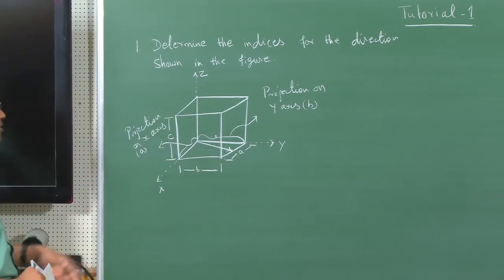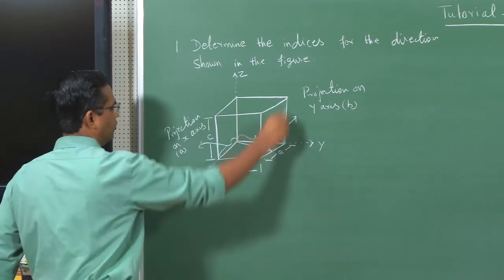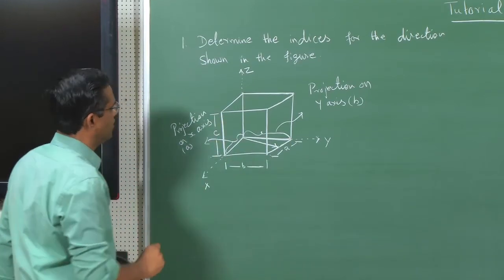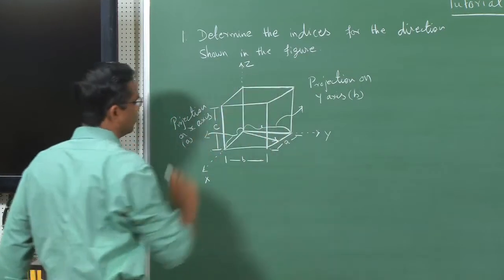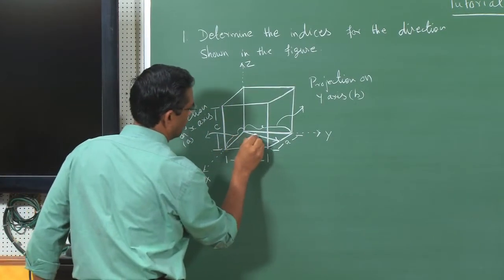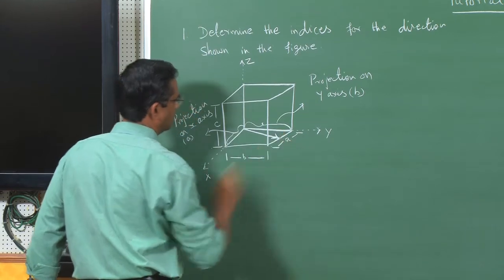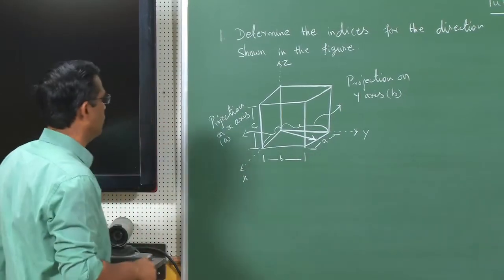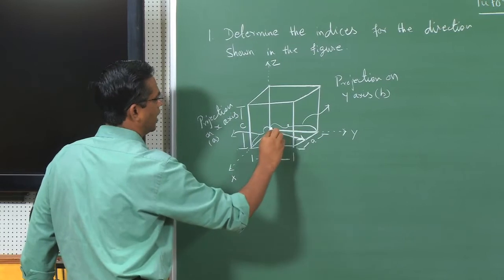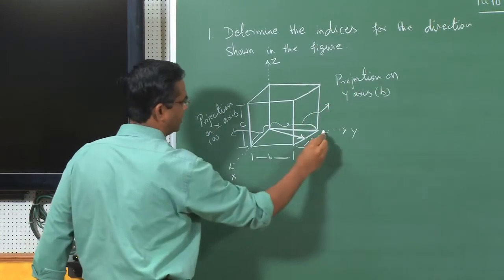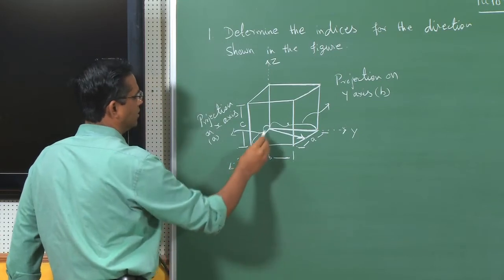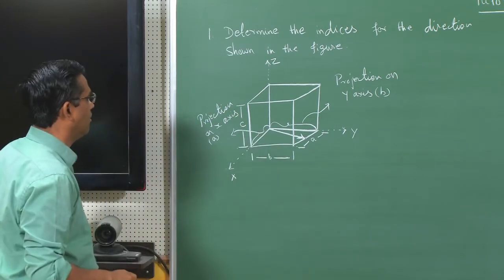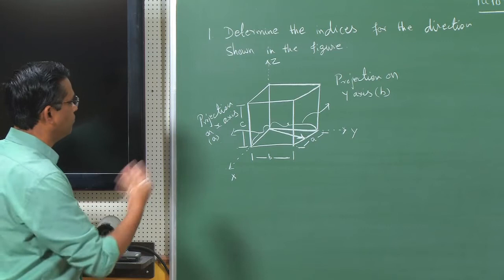So, what I have drawn here is a cubic unit cell, and then you have the sides A, B and C, and the question is determine the indices for the direction shown in the figure. This is the direction we are going to determine through the set of procedures you have already seen in the lecture. What I have just indicated here is a projection on the y axis, that is B, and this is the projection on the x axis of A. So, if you can mark like this, then it is easy how to move forward.